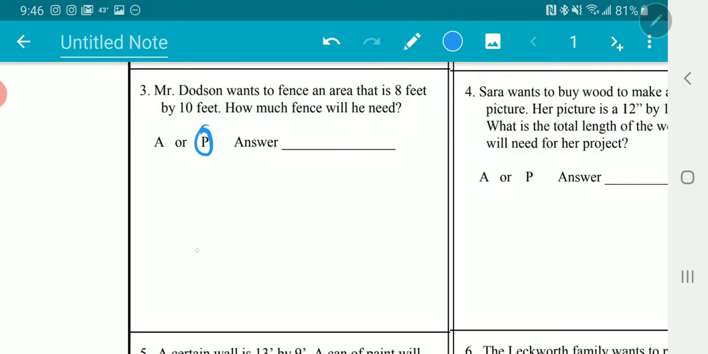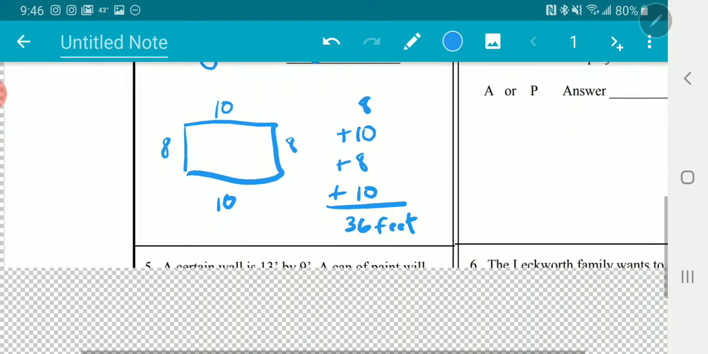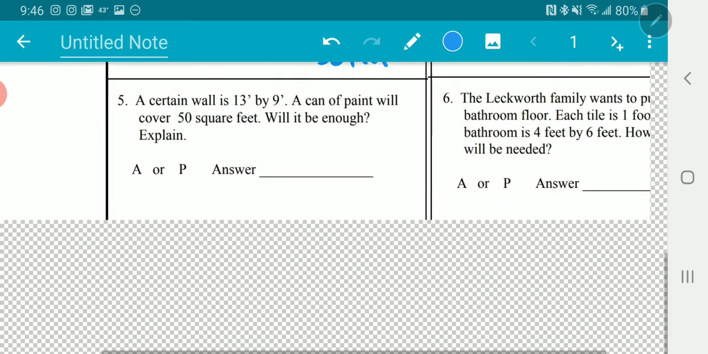So if it's 8 by 10 feet, again, we're kind of working with a rectangle here. So that's 8 feet by 10 feet. So if the top's 10, the bottom's got to be 10. If the left is 8, the right has to be 8. So for my perimeter, we're just adding up all the sides. 8 plus 10 plus 8 plus 10. So I've got 10 and 10 is going to be 20, 8 and 8 is 16. So 20 and 16, that would give me a perimeter of 36 feet. 36 feet, okay?